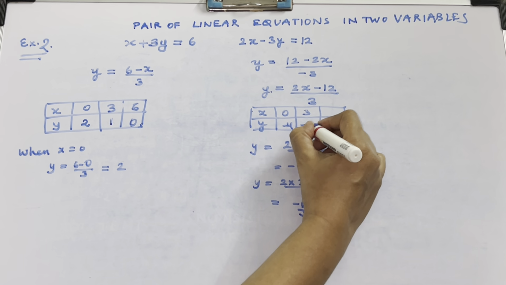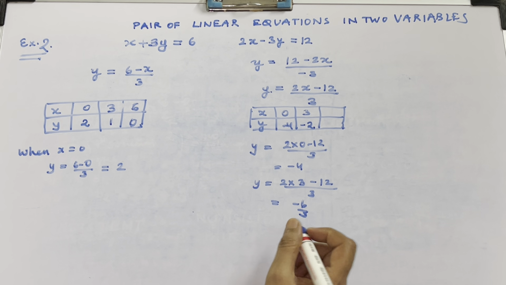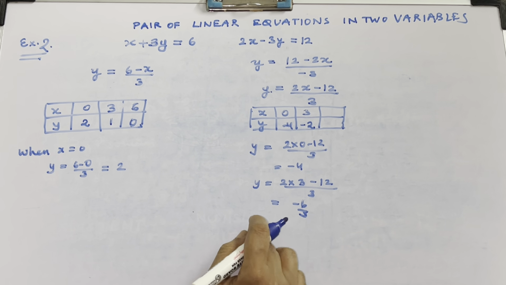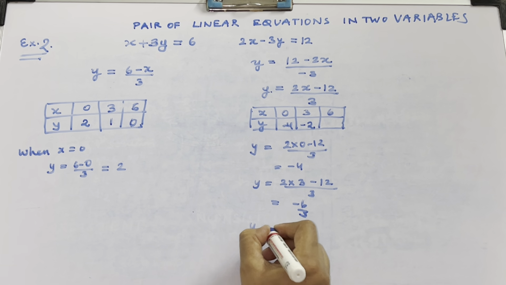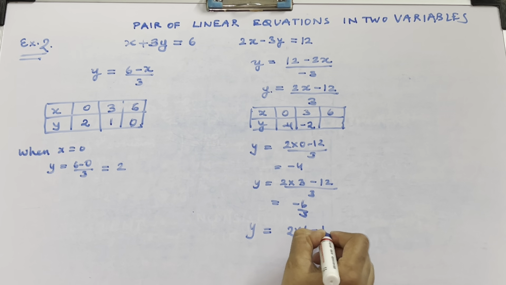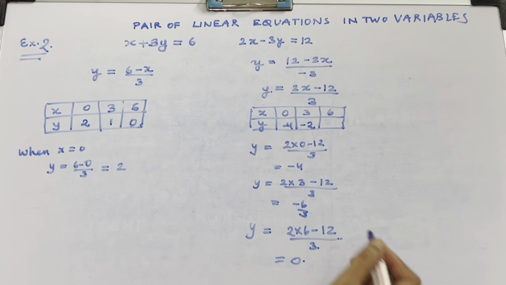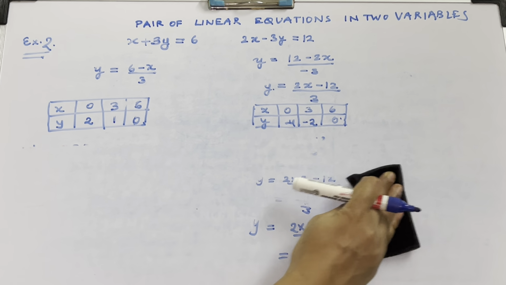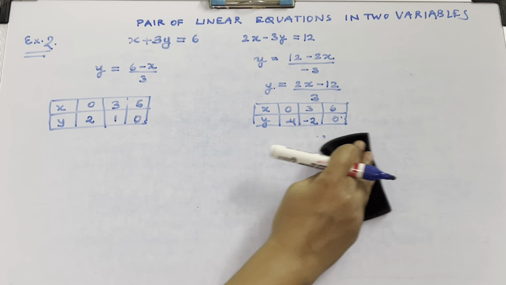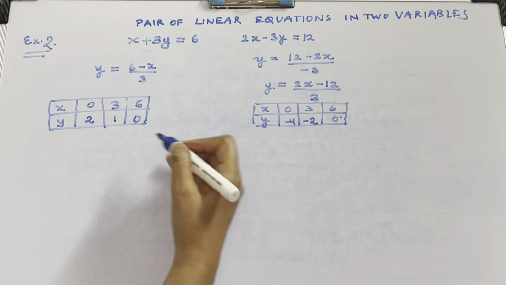And similarly, if we take another value of x, let us say x is equal to 6. So y is equal to 2 into 6 minus 12 upon 3. So this comes as 0, because 12 minus 12 is 0. Now using these sets of values, we will be plotting the graph, and both the lines have to be represented in the same graph. So how do we do this?